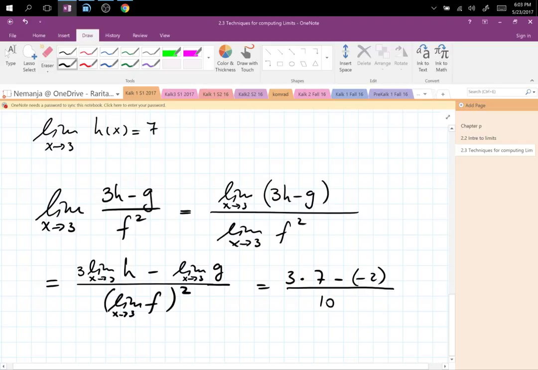That's what I said. Please pay attention. So I have 21 plus 2 over 100, which is 23 over 100. And that's the limit. We had no clue what the functions were, because we were just given that the limit at 3 is 7, that the limit at 3 is -2, and so on. So I use the rules to break it apart, put limit on each one of these as we dig deeper and deeper into the problem. So these are all the steps worked out in detail to get 23/100.